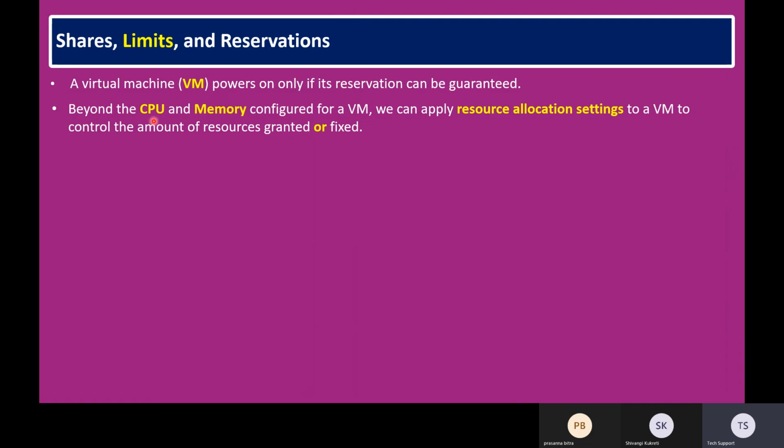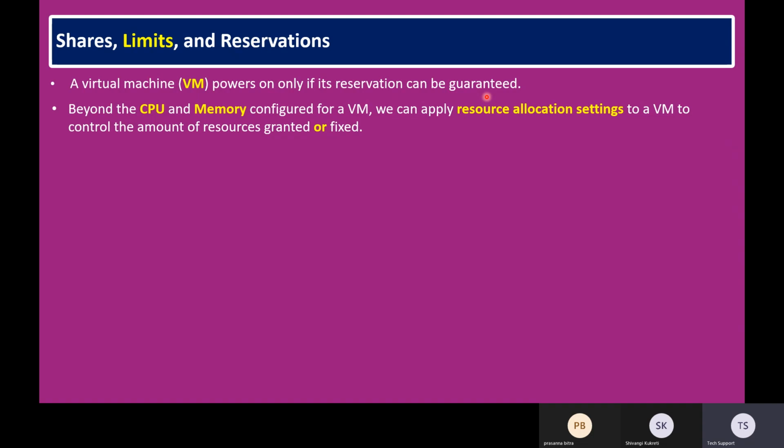So normally, if you want to power on any virtual machine, a virtual machine powers on only if its reservation can be guaranteed. That means in layman's terms, if you have enough resources, enough CPU and memory at your ESXi host level or vCenter cluster level, then only can we power on the virtual machine. If you do not have enough CPU or memory, we are unable to power on the virtual machine.